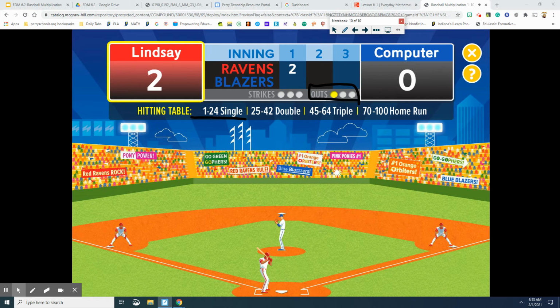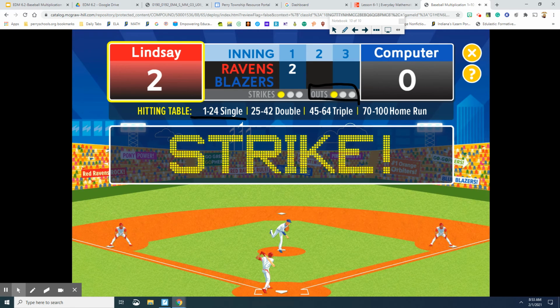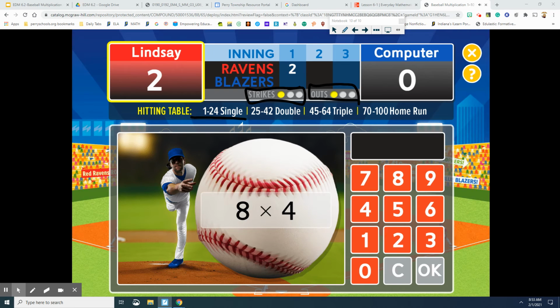Click on the pitcher again. 8 times 4, I'm going to show you what happens if you get it wrong. So if I say 8 times 4 is 35, it gives me a strike. Incorrect. Strike 1. If I get 3 strikes, then I make an out.